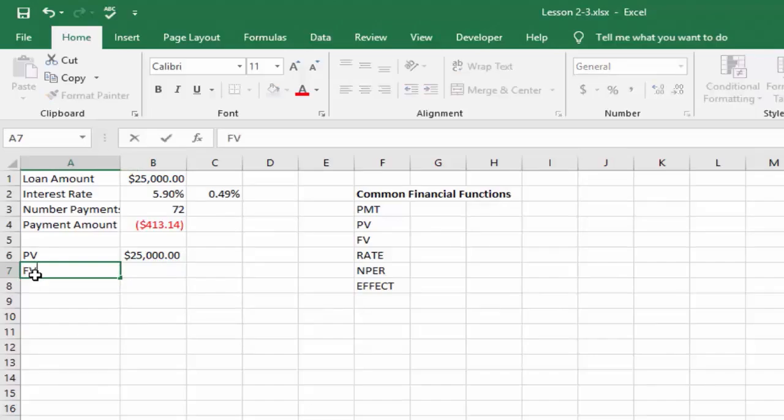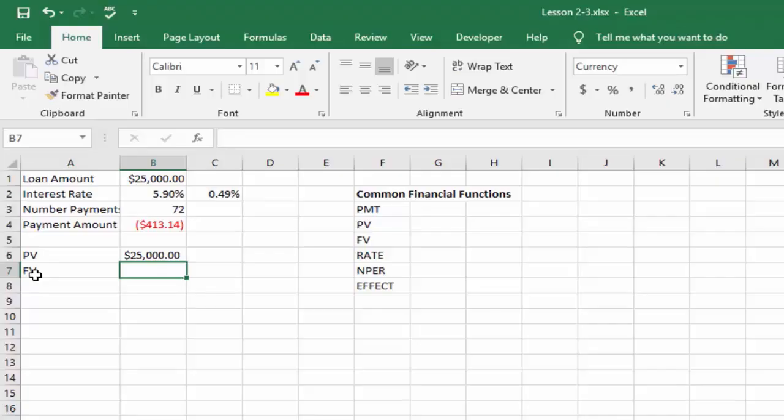Future value on our list over here. Future value tells me that if I were to save a certain amount of money every month for a certain number of months at a certain interest rate, how much would that money be worth to me at the end? So it's kind of the opposite way of looking at the present value, which is the loan amount I'm taking out today. The future value is how much I could save over time. So we'll use the future value function here to figure out if I were to save my payment amount every month for 72 months and earn 5.9% interest on it annually, how much could I save for those 6 years?